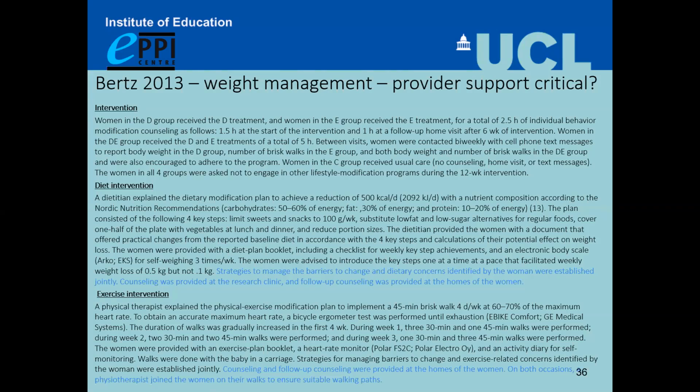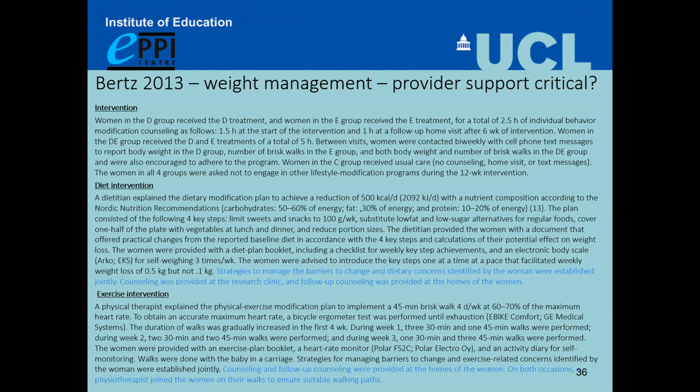represent the information on which we inferred that there was some kind of support for developing user-provider relationships. The first bit in blue says strategies to manage the barriers to change and dietary concerns identified by the woman were established jointly. So there's some kind of dialogue there. Counselling was provided at the research clinic, and follow-up counselling was provided at the homes of the women. So people came to visit you at home. So there's an opportunity to talk with somebody on a one-to-one basis.